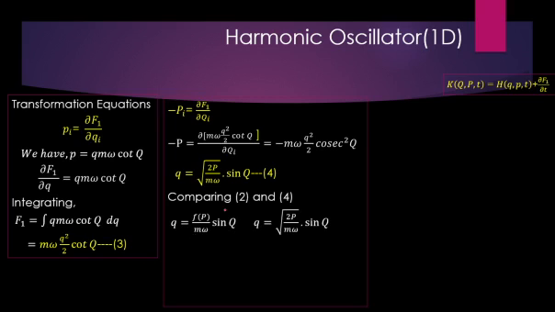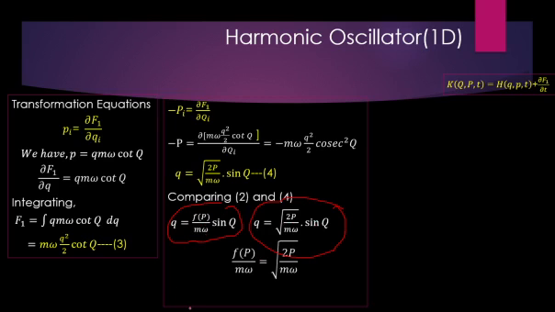Equation 2 is actually, we have chosen the canonical transformation of this form: small q is equal to f of p by m omega sine Q, and what we have obtained from the relation is small q is equal to square root of 2P by m omega into sine Q. So by comparing these two, it is easy to say what f of p is. We just have to equate the coefficient of sine Q.